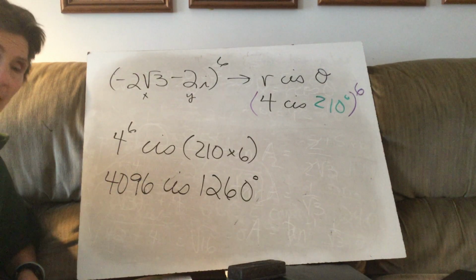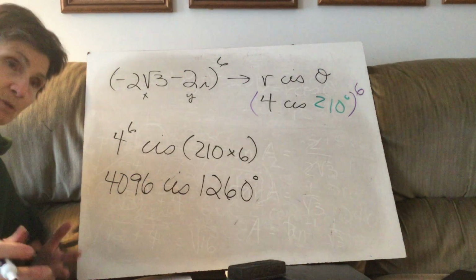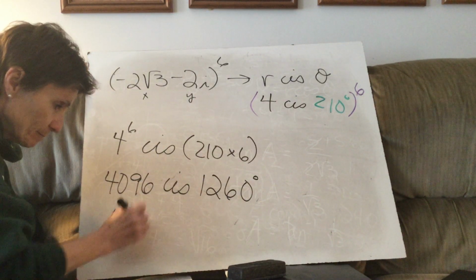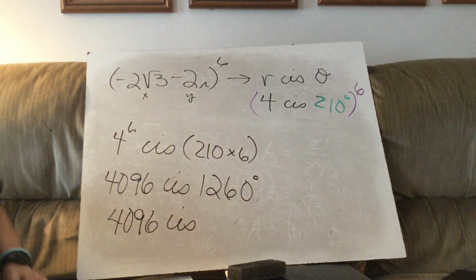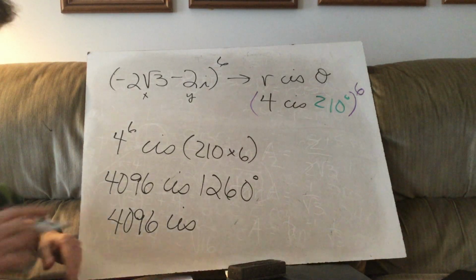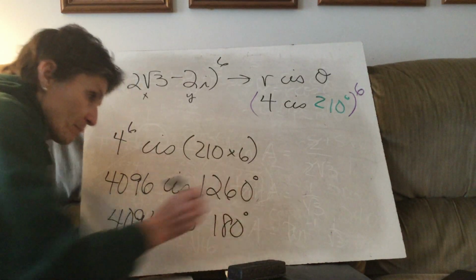Now that would be okay, except for one thing. Can you see what's wrong with it? That angle is way, way too big. So we have to shrink that angle down. I'm going to take 1260 and subtract 360. It's still too big. So I'm going to subtract another 360. Still too big. So I'm going to subtract one more 360. And finally, it's the right size.